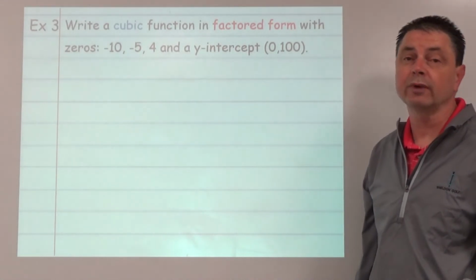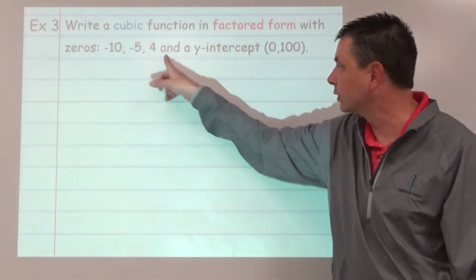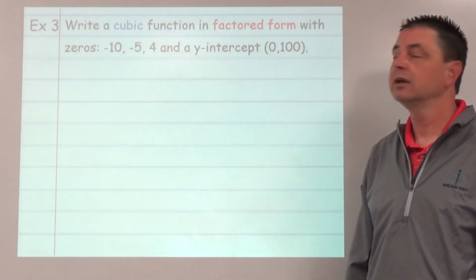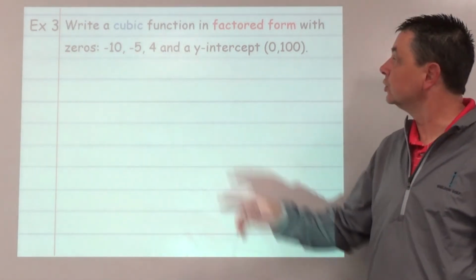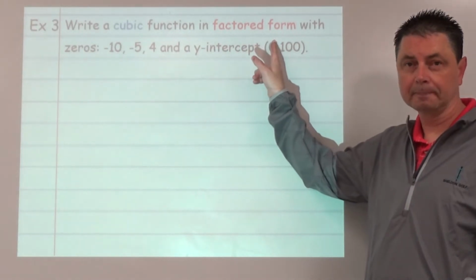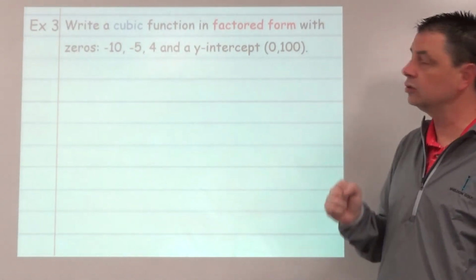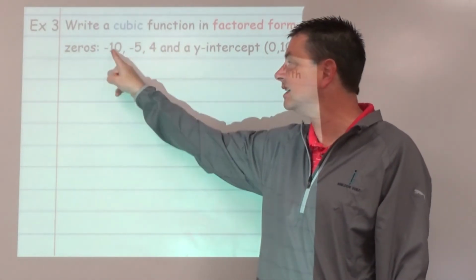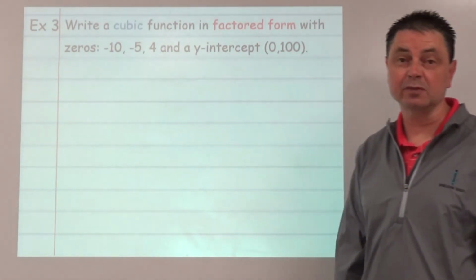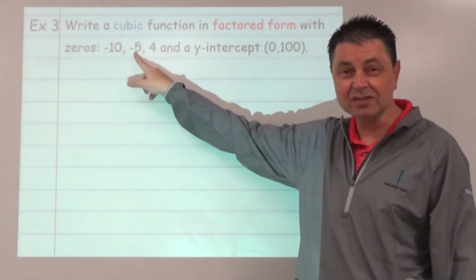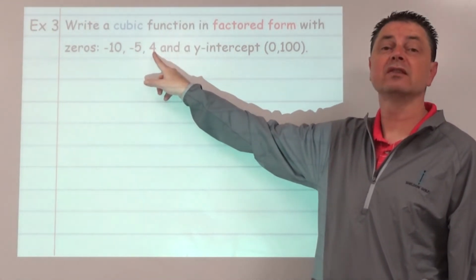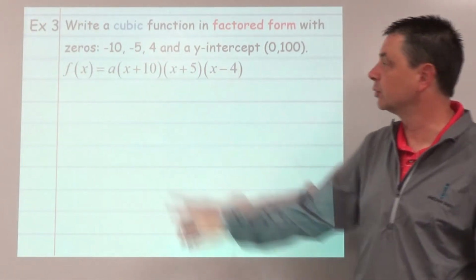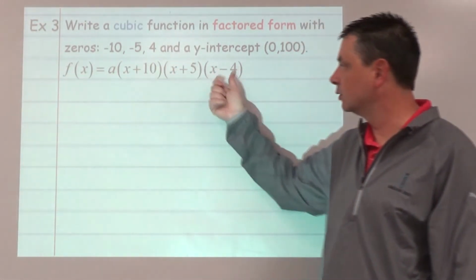Example number 3, write a cubic function with the given zeros and a y-intercept of (0, 100). So we're going to write this into factored form. Don't know a, but we do know the factors. Each of the zeros is going to turn into a factor. So x minus negative 10, which is x plus 10, x plus 5, x minus 4 are the factors. So there's our function. We don't know a yet, but we do have those.